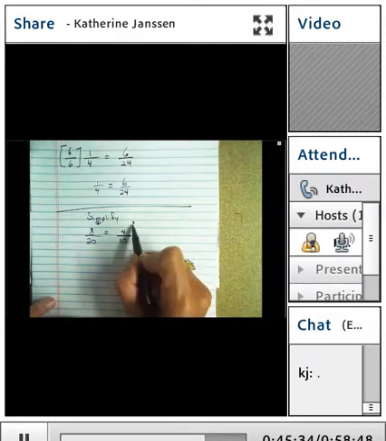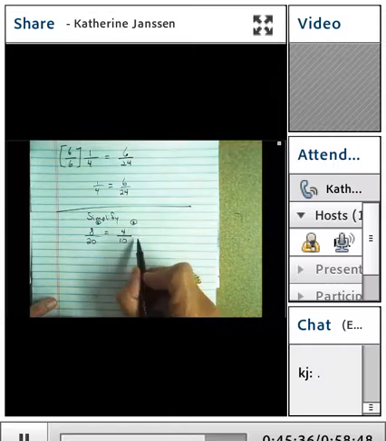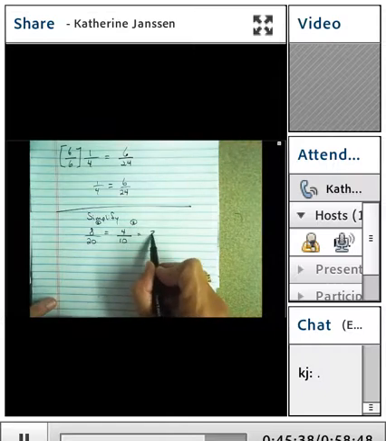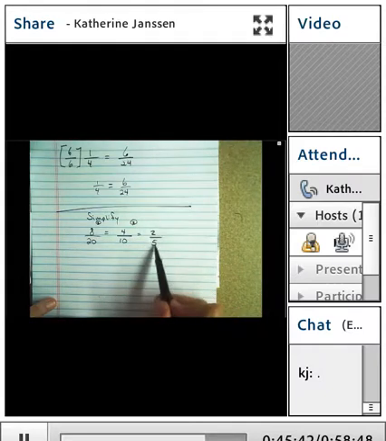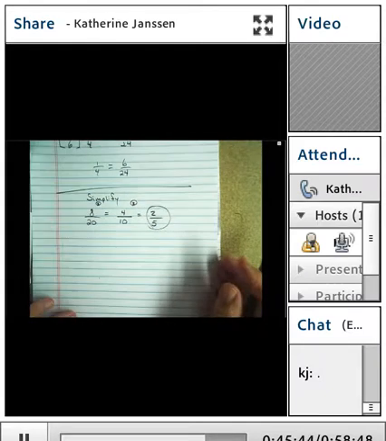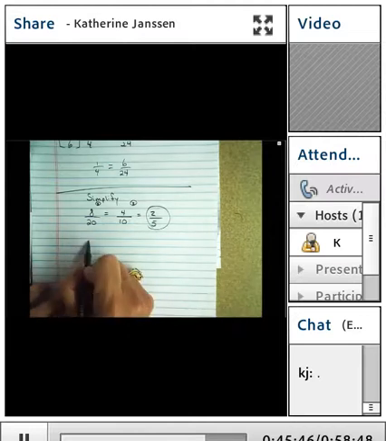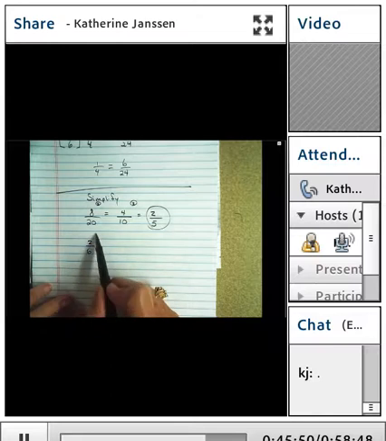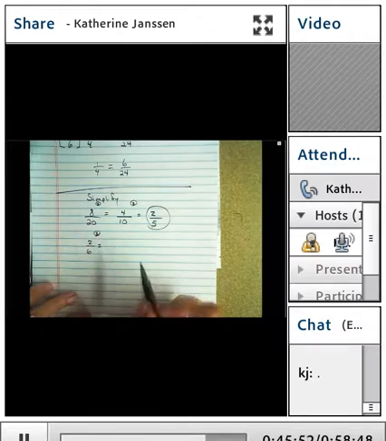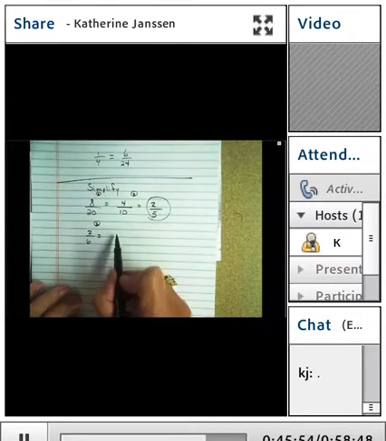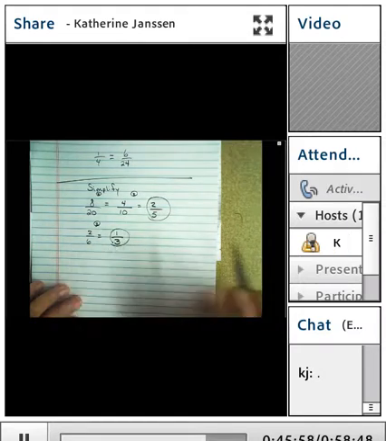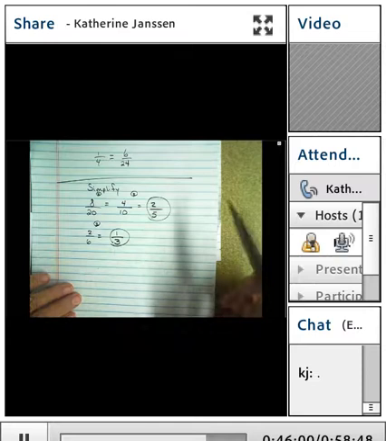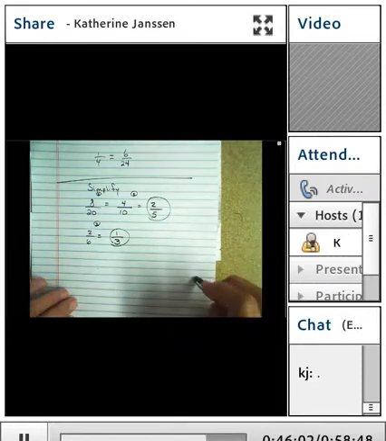But it looks like I can divide by 2 again. 2 goes into 4 twice, and 2 goes into 10 5 times. And now both of these are prime, so I have my simplified answer. Next, 2/6. Well, both are even, so I know I can divide both the numerator and the denominator by 2. 2 goes into 2 once, and 2 goes into 6 3 times. Simplified, 3 is prime. I cannot reduce that any further.